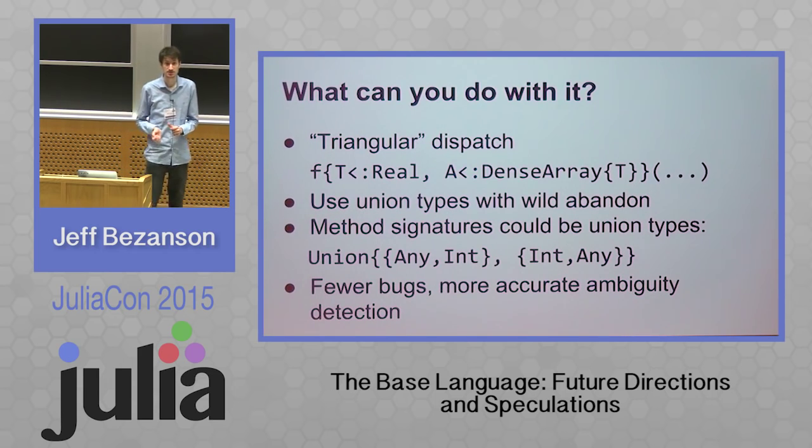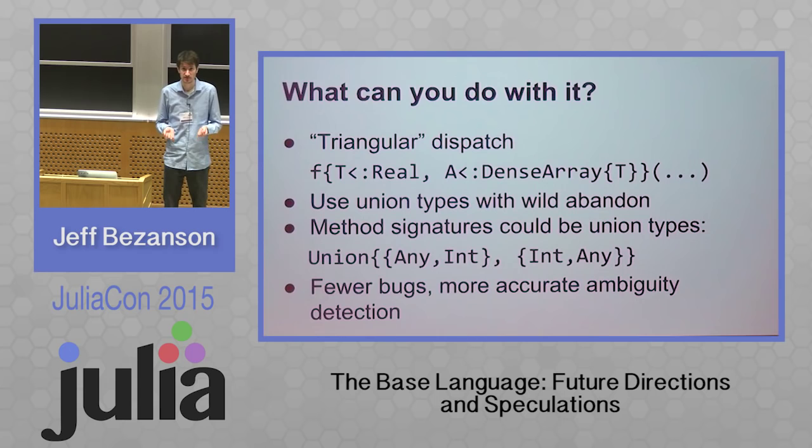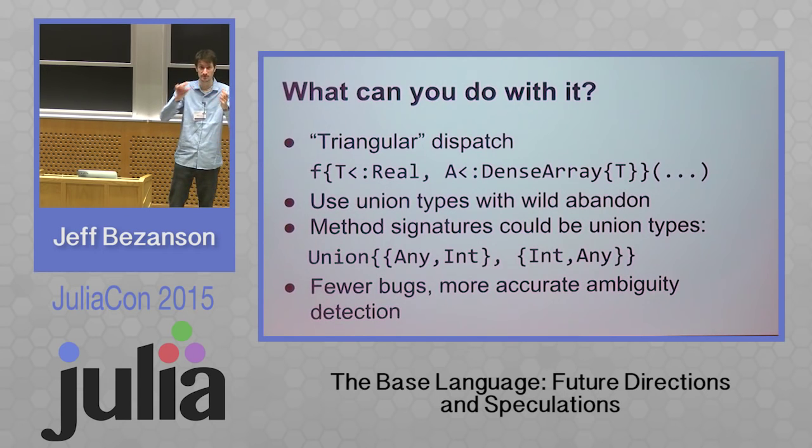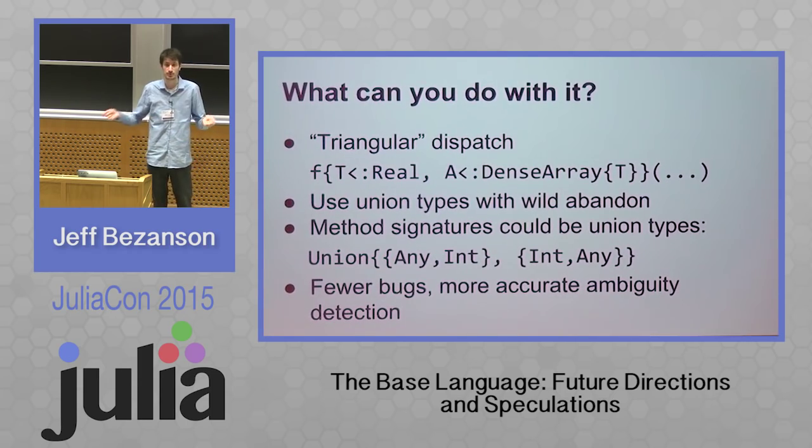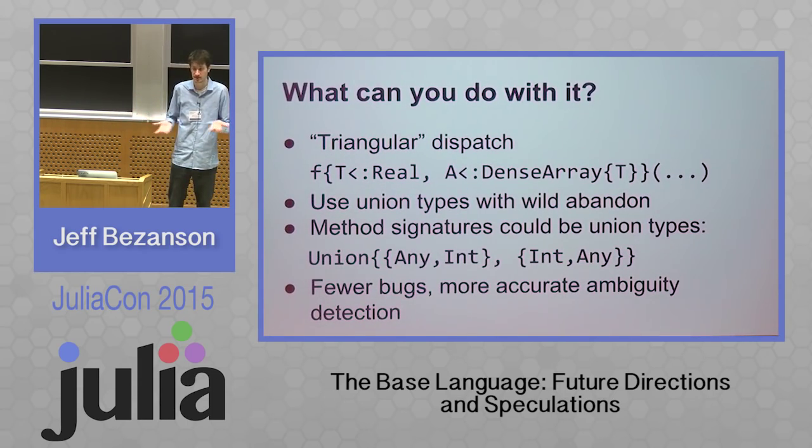In fact, method signatures right now, you can basically always think of them as tuple types. They're basically a tuple of the types of the arguments, but they could really be almost any type that is some kind of tuple type. So they could be a union type, for instance. A union of two tuples is definitely also a tuple, so that should work.